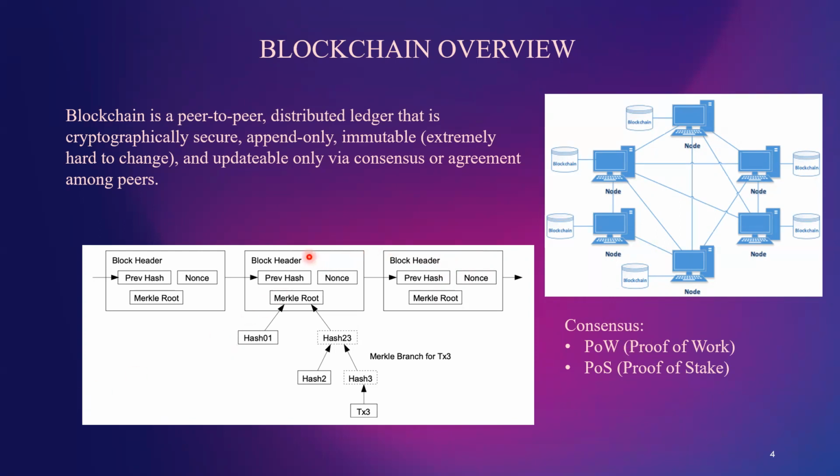You can see a single block here in this diagram. A single block stores the hash of the previous block, thus forming a chain, and thereby the name blockchain.